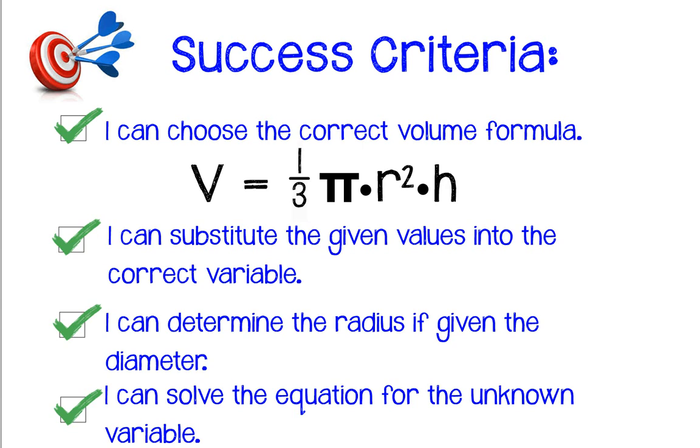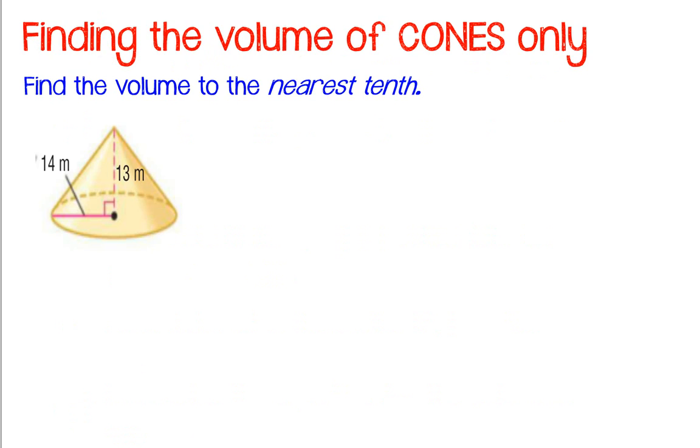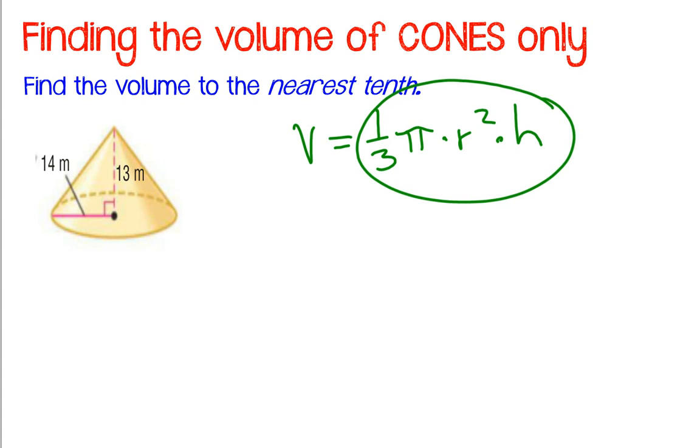Choose the right formula for a cone, substitute the values into the correct variables, determine the radius if you are given a diameter, and then solve the equation for your unknown variable. For today, we're always going to be solving for volume. And since in the volume formula, the letter V is always isolated, there won't be much manipulating of this equation, since all of the math will be here on the right-hand side, and we can simply compute it from left to right.